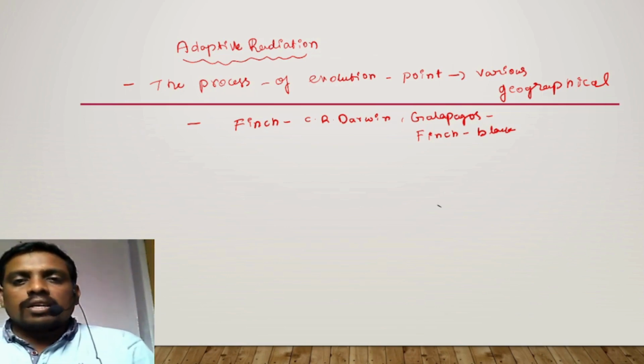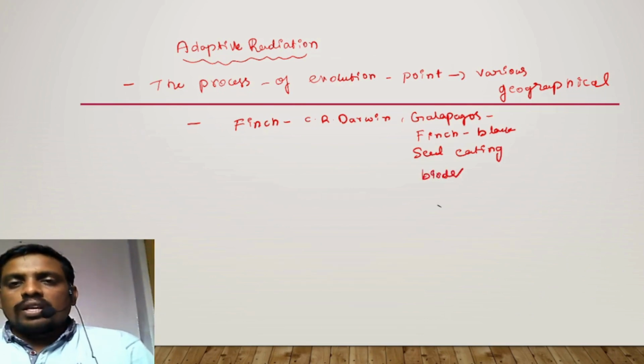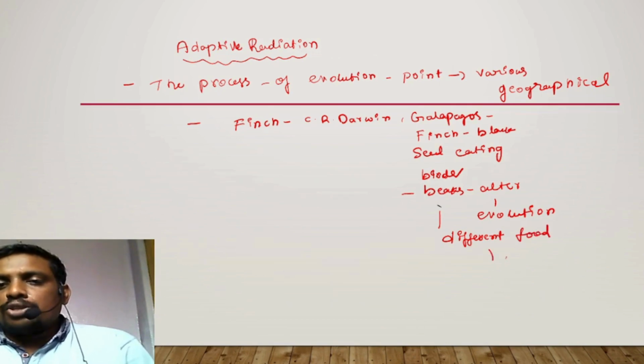They evolved from seed-eating birds. They have altered their beaks, and this alteration gives an understanding about evolution. They have altered beaks because they became habituated to different food habits. Because of this, they acquired new characters and variations.